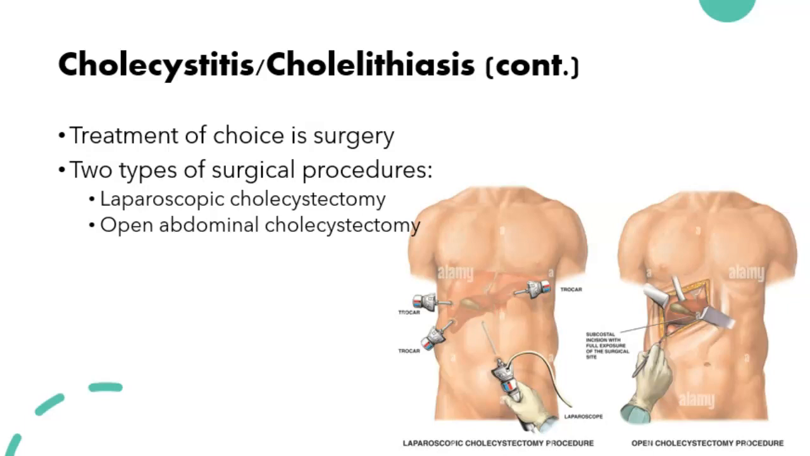abdominal cholecystectomy. So the abdomen is opened and the gallbladder is removed. The recovery time is going to be longer than the laparoscopic one, and there's going to be a greater risk of infection for these. The patient will usually have a drain placed, but nursing care is going to follow the same path as the laparoscopic. However, you're going to add drain care, and the recovery will be a little bit more extensive.